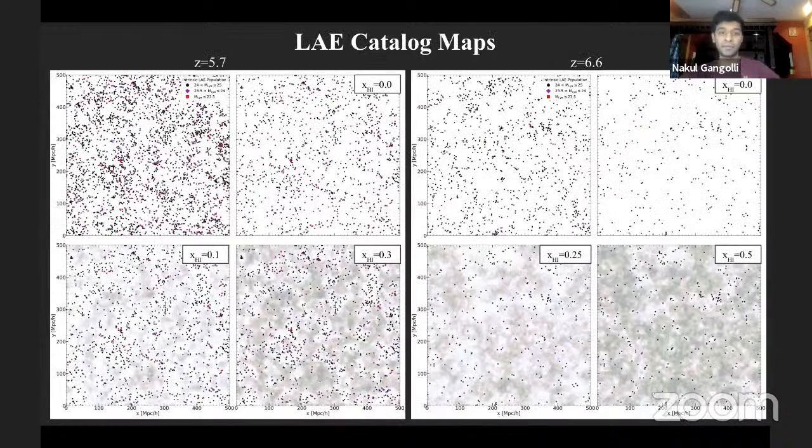To give an example of what we're dealing with, here are some LAE catalog maps with redshift 5.7 on the left and redshift 6.6 on the right. I show them with their given neutral fractions.